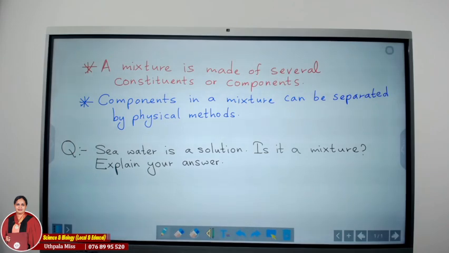Miss, what does the question mean? Yes, Sanaya, it says seawater is a solution. Is it a mixture? You have to say yes or no. Then if you have said yes or no, you have to explain your answer. Why did you say so? Okay, thank you.